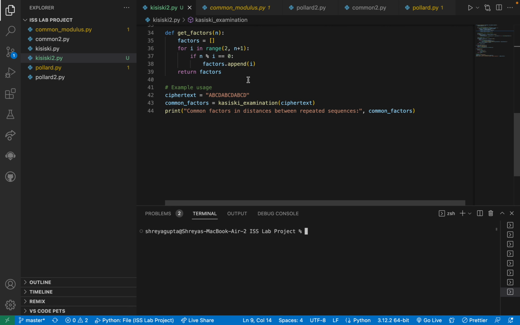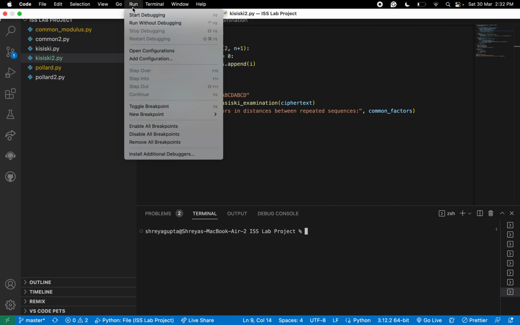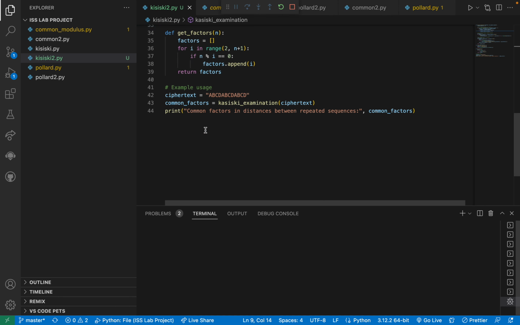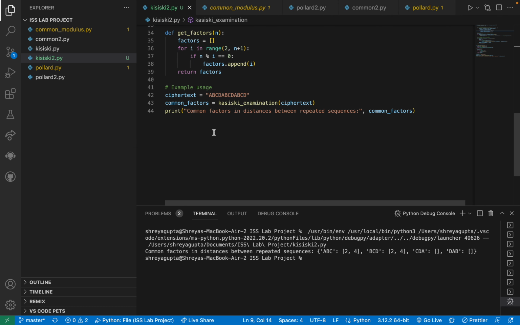For get factors, it computes the factors of an integer n. Now if we take the example and run the code, we get the output as ABC 2 4. Basically, ABC is the sequence that is repeated, at the second instance after 2 characters, and then again ABC is repeated after the fourth. Just like that, we are getting the output as ABC, BCD, and all the characters that are repeated like this.